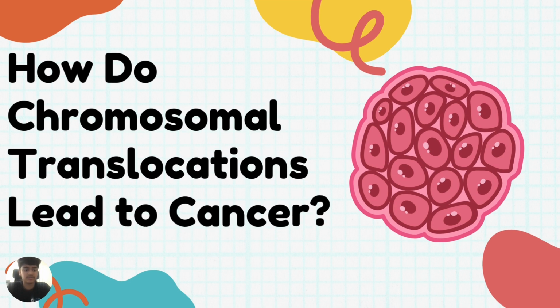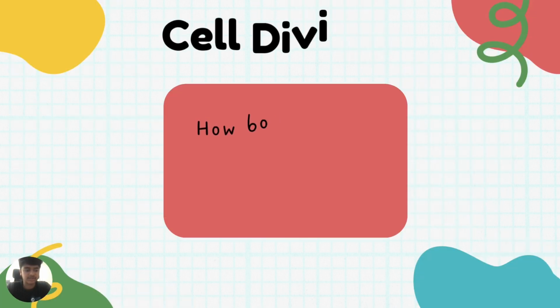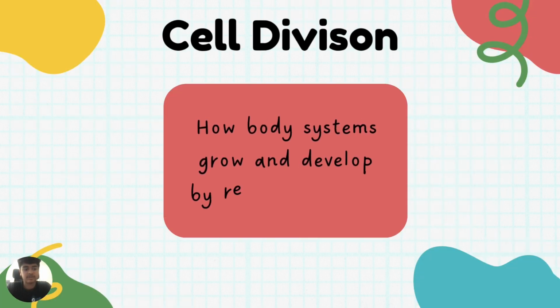How do chromosomal translocations lead to cancer? That's because of a process called cell division. So, what even is cell division? Cell division is how body systems grow and develop by replicating or duplicating our cells.